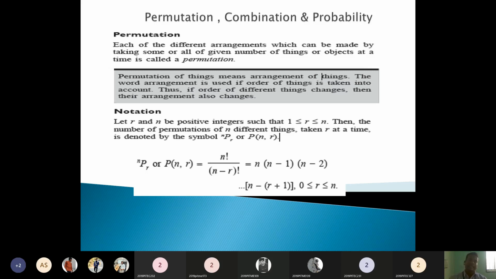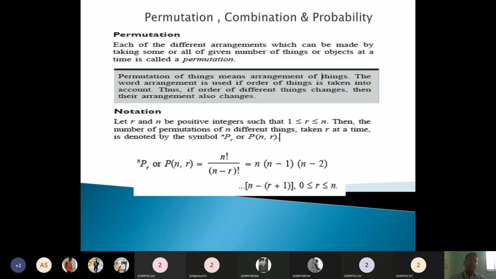That is selecting the elements and arranging them. AB and BA are two different arrangements, not the same. Similarly, AC and CA are two different arrangements. Next, BC and CB are another two different arrangements. So total six different arrangements you can make from the given letters A, B, C. So selecting the elements and arranging them is called the permutation.